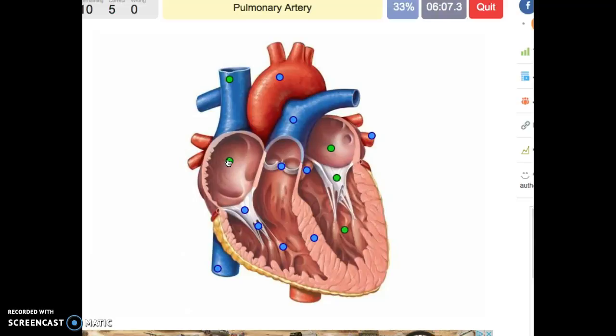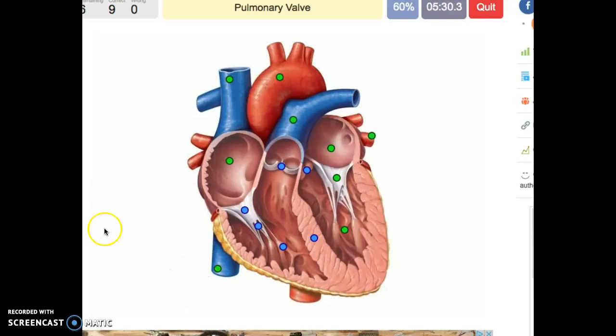Next is the pulmonary artery, and this one's job is to deliver the deoxygenated blood back to the lungs, and the pulmonary artery is this one here. Next is an aorta, and this delivers oxygenated blood to the body. Next is a pulmonary vein, and this delivers oxygenated blood to the heart. Next is the inferior vena cava, which delivers deoxygenated blood back to the heart from the lower body.